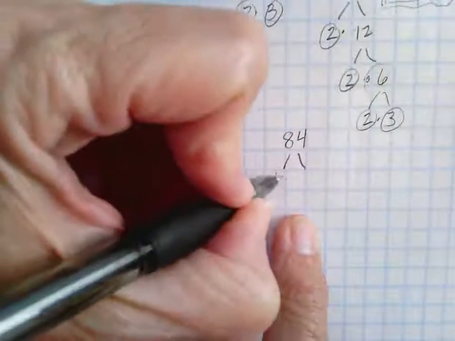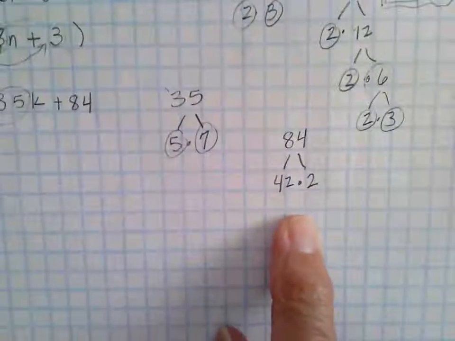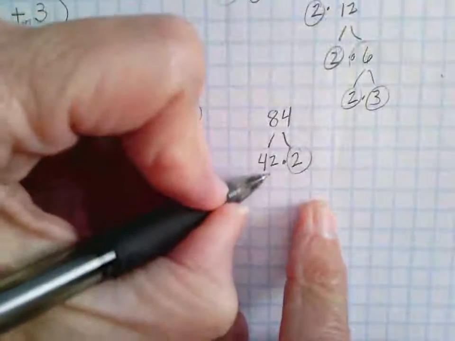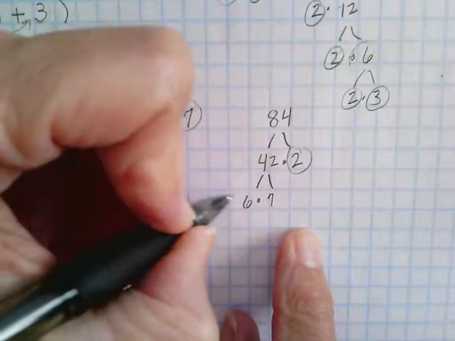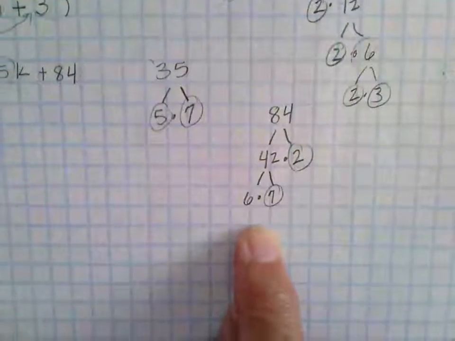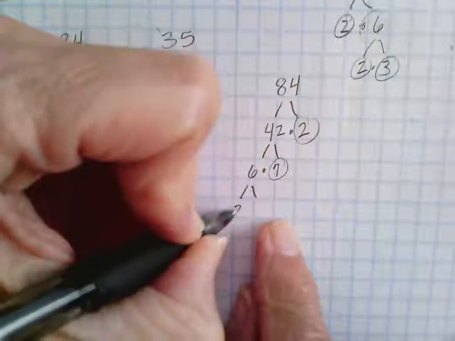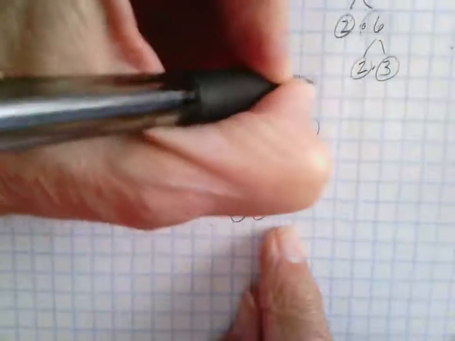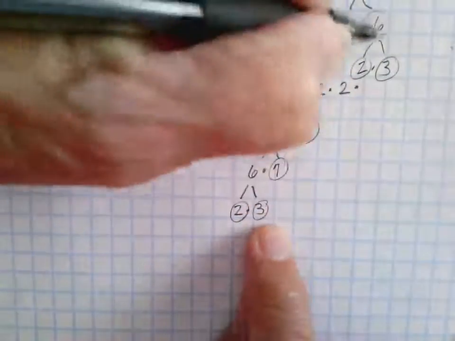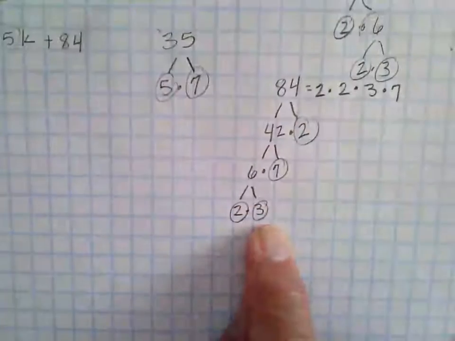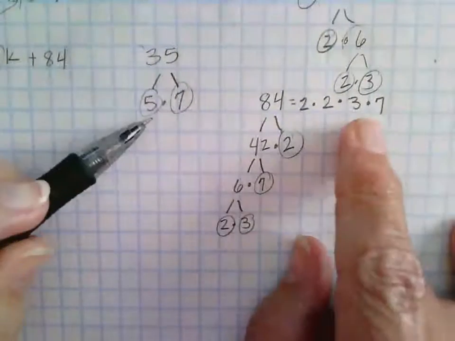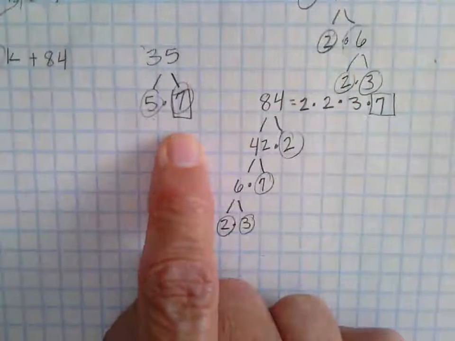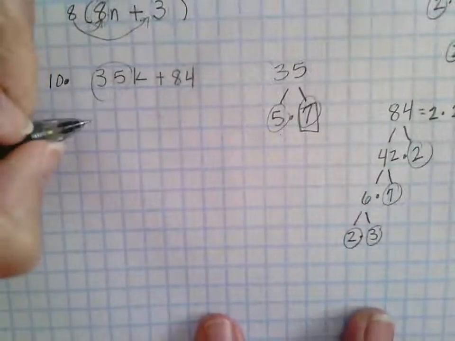Let's see, 42 times 2 gives me 84. So there's a prime number. I know that 6 times 7 is 42. There's a prime number. I know that 2 times 3 is 6. So 84 is 2 times 2 times 3 times 7. So it looks like the common number I have here is 7 between the two. So I'm going to factor out 7.